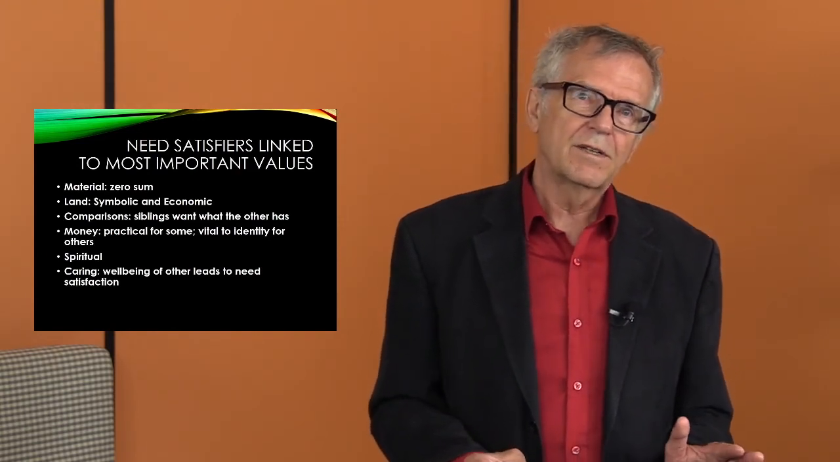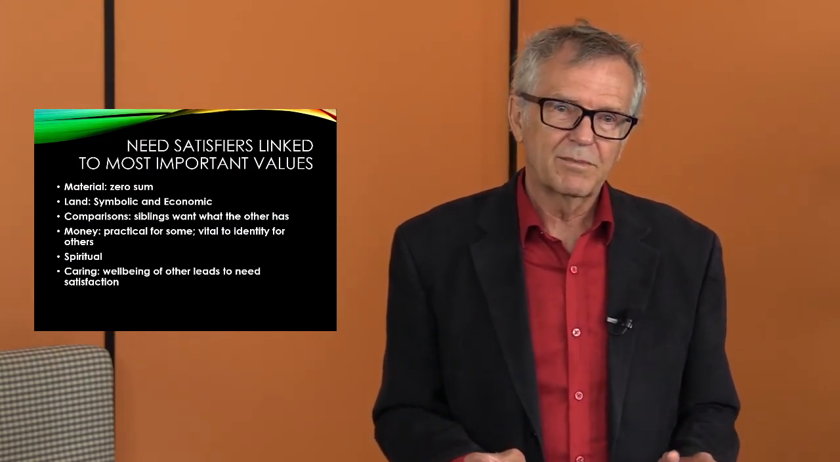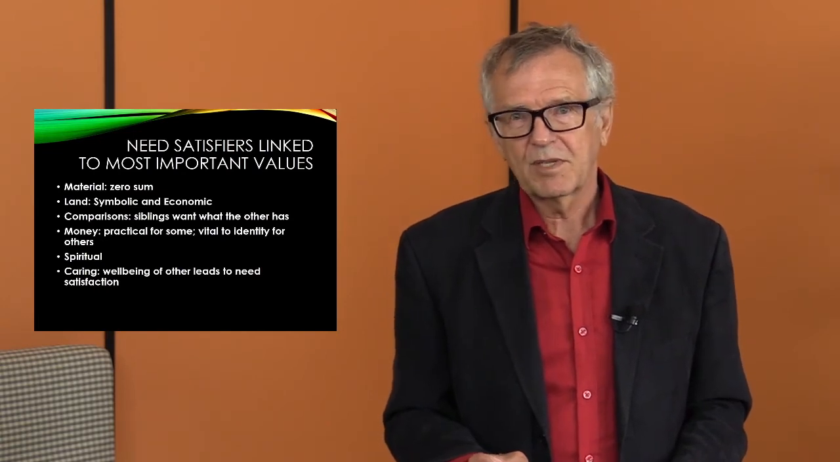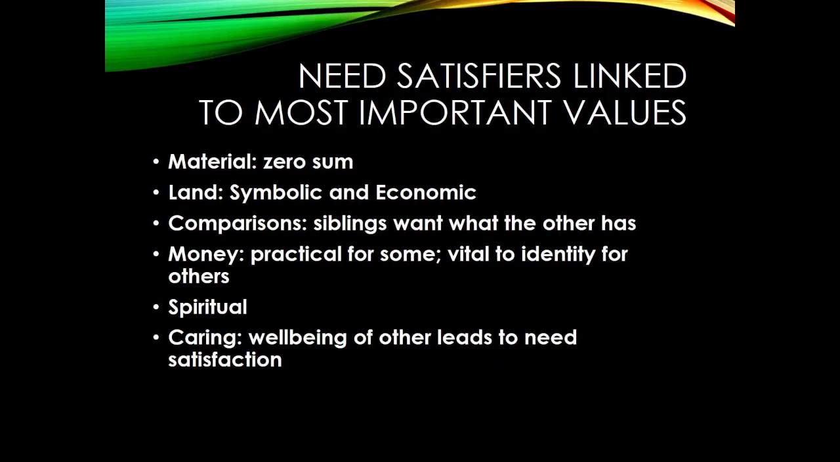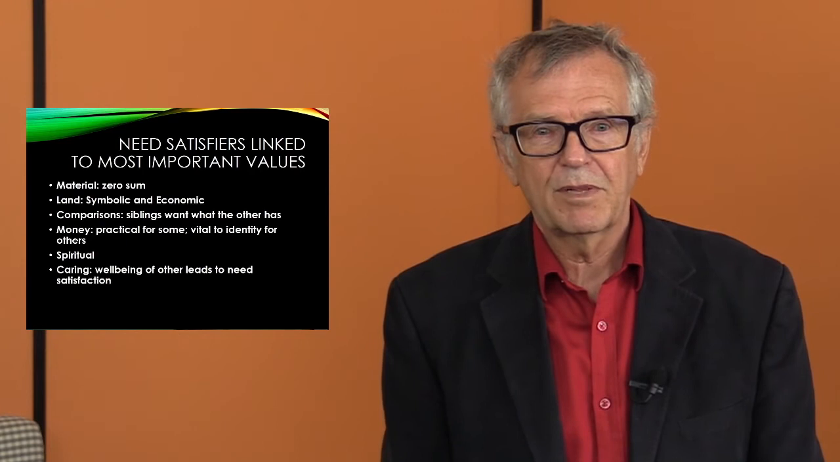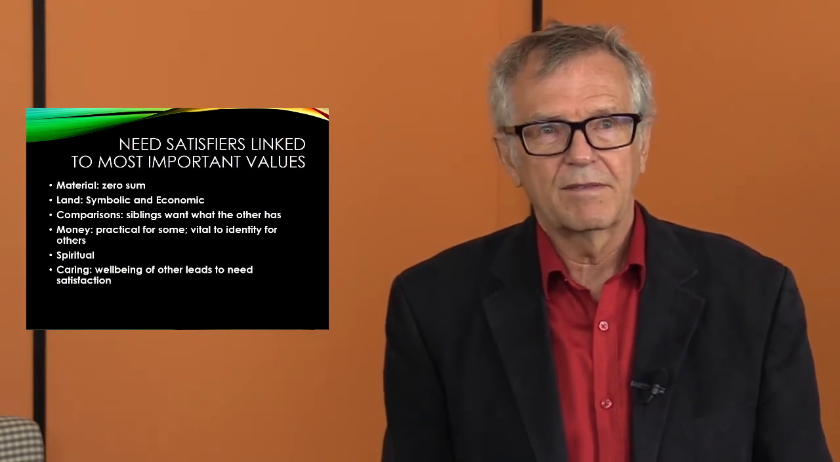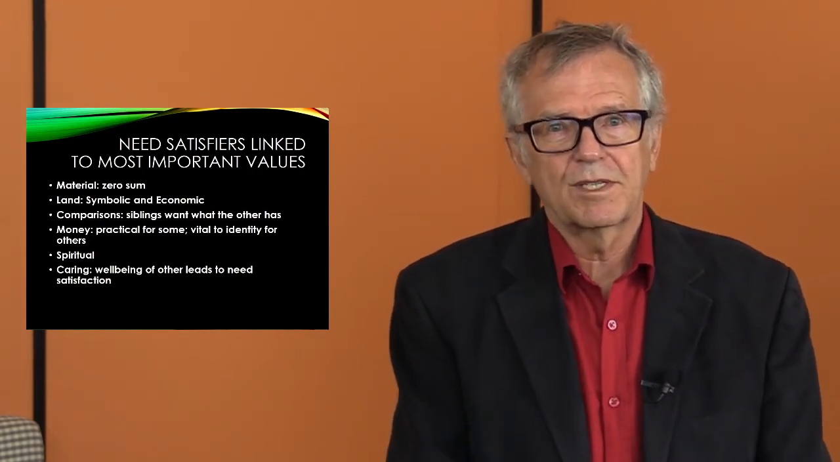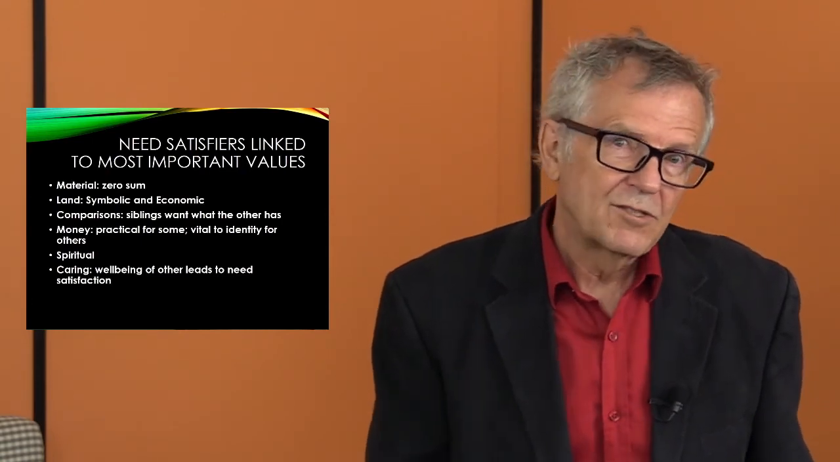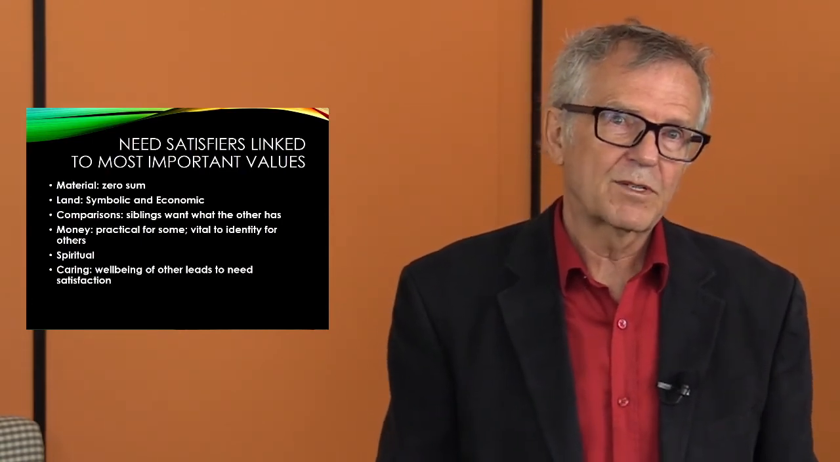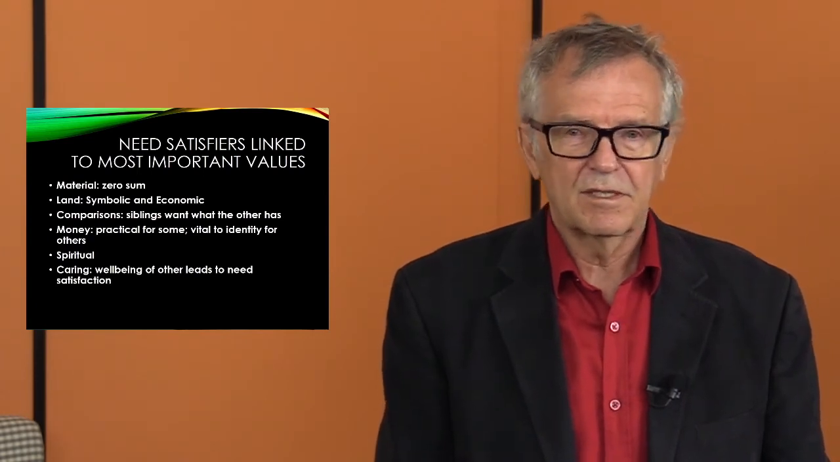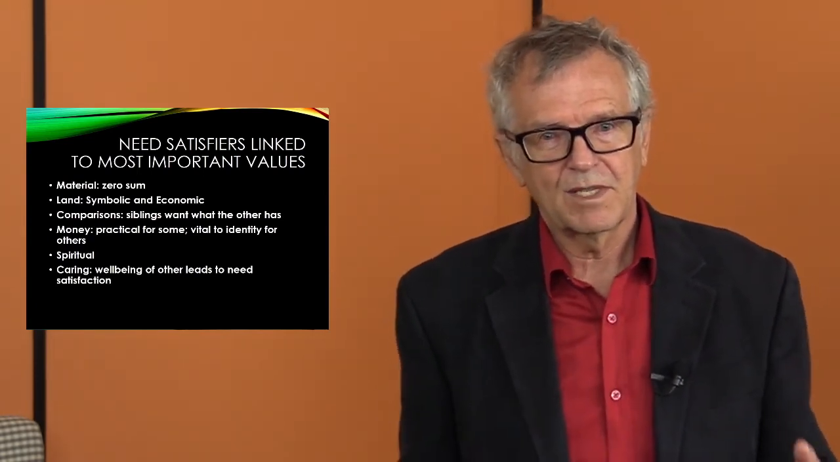So there are different kinds of need satisfiers that come into play. Some are material. Sometimes we say, oh, if only I got that particular thing. Now, material things are zero-sum. If one person has something, especially if it's unique and can't just be replaced, the other person can't have it. Only one person can have a material thing at the same time. So we call that zero sum. If one person has it, the other doesn't, and if the other person gets it, the first person doesn't have it.